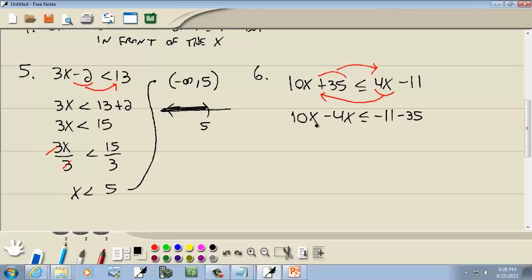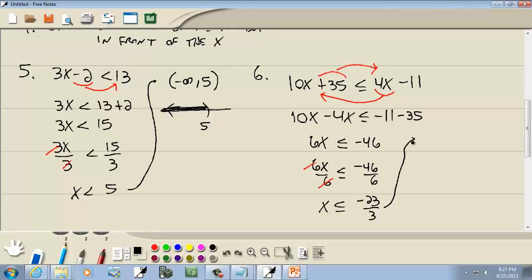Combine together like terms at any step. 10x minus 4x gives us 6x. It's less than or equal to negative 11, negative 35 is negative 46. Last step, divide both sides by the number in front of your x. So we're going to divide both sides by 6. Those 6's cancel. Now notice I didn't flip my inequality symbol, did I? I'll talk more about that here in a second. 46 and 6 are both divisible by 2 at least. That's negative 23 over 3. And that looks like our answer.